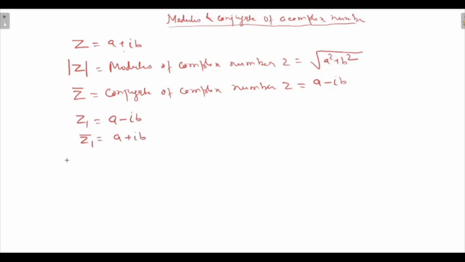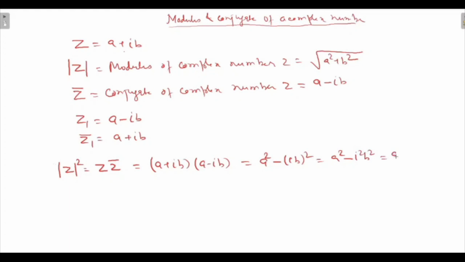So now there are properties on both of them, mod z and z bar. The first property is mod z square is going to be equal to z times z bar. You can check here. One is a plus ib and another is a minus ib. So this is a plus ib times a minus ib, which is a square minus i square b square, so this is going to be a square plus b square. And as we define mod z as square root of a square plus b square, that's the reason mod z square is going to be a square plus b square. So modulus of z is always going to be positive, whether your complex number is positive or negative.